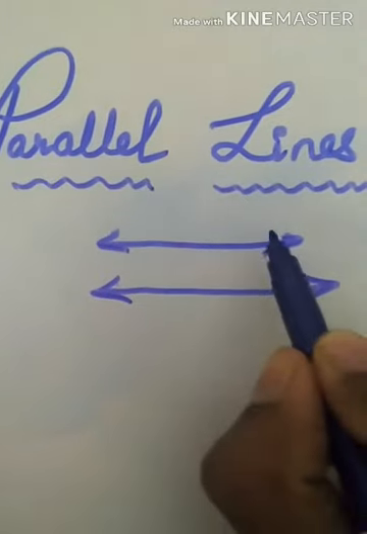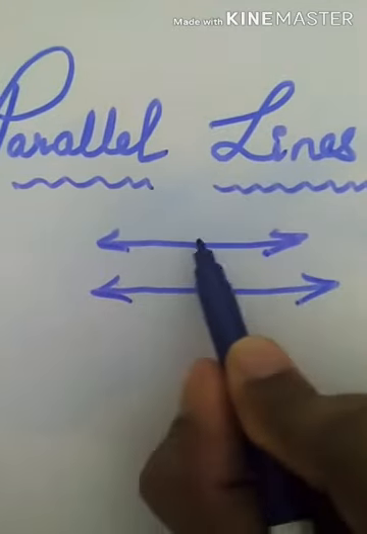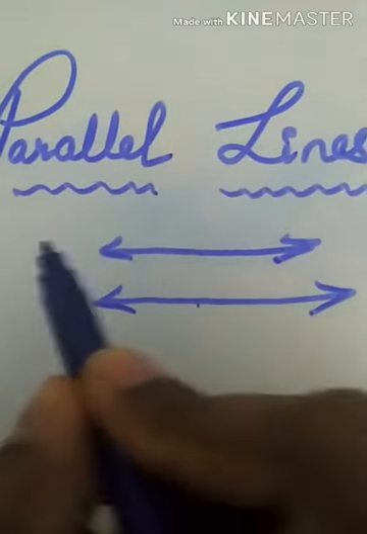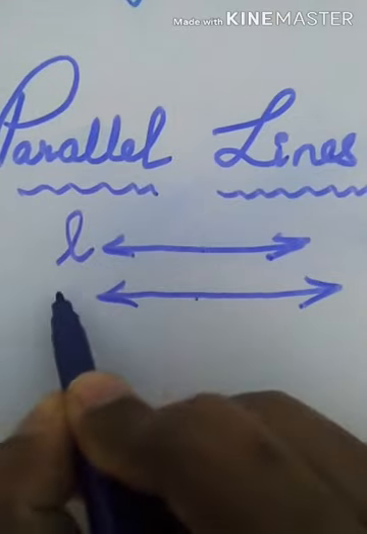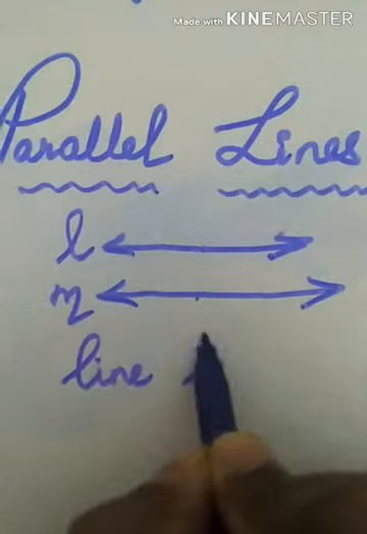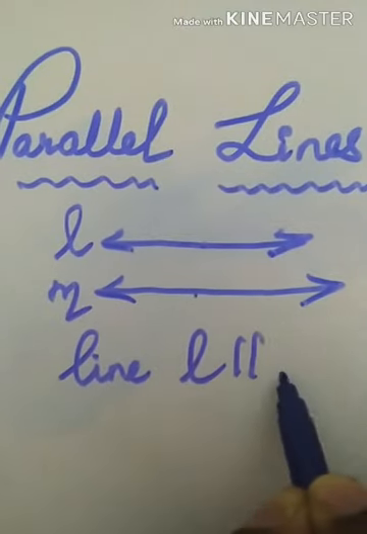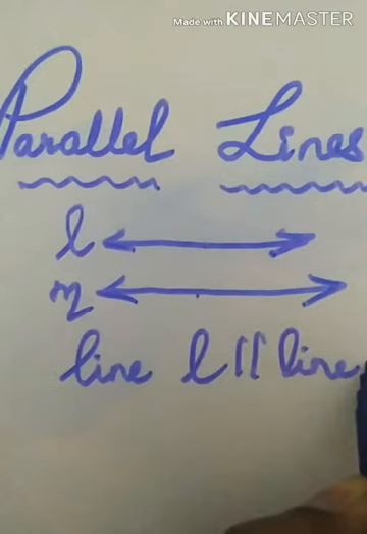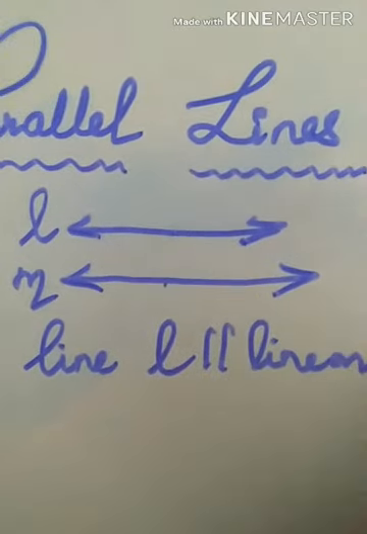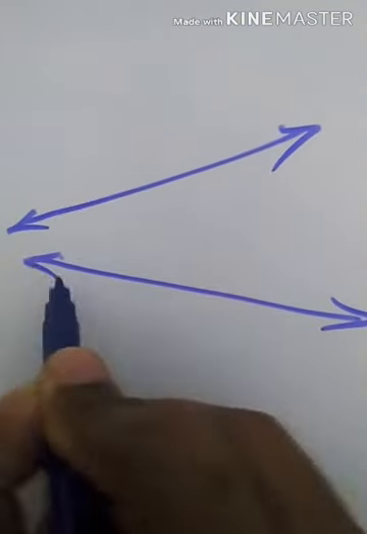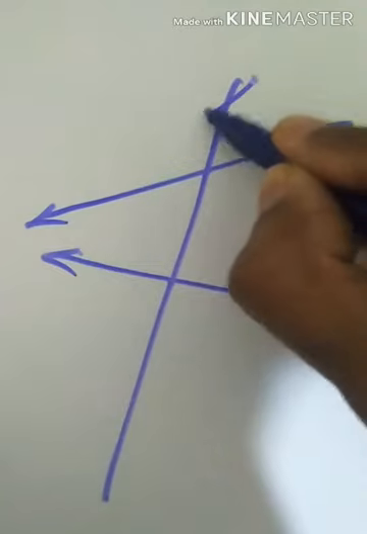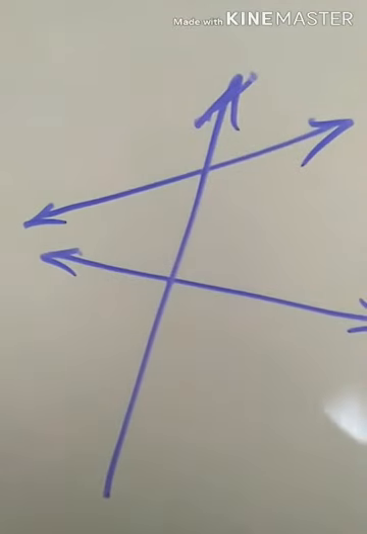Now in this figure you can see two parallel lines. Both the lines do not meet each other and they lie in the same plane. So we'll give the names line L and line M: line L parallel to line M. Line L parallel to line M means let us consider these two lines and a transversal.